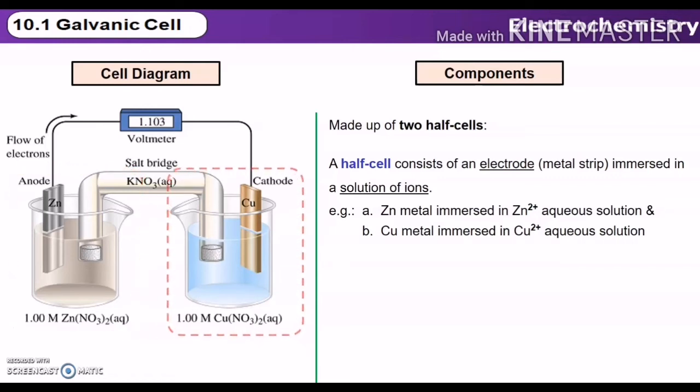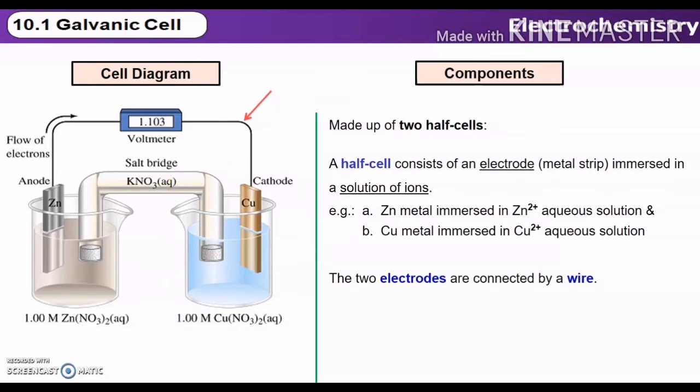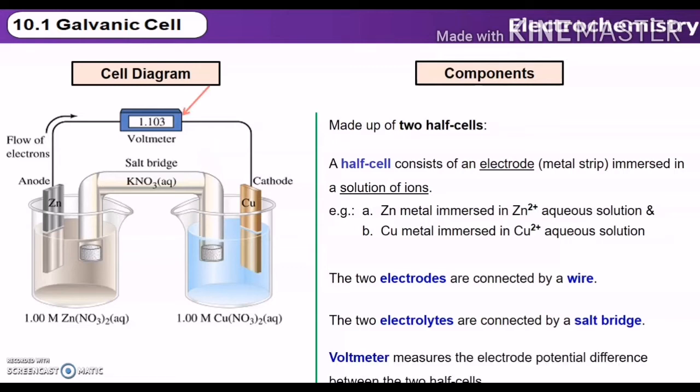On the right hand side, this is another half cell. The copper metal strip is immersed in copper nitrate aqueous solution. When these two electrodes, zinc electrode and copper electrode, are connected by a wire, and the two electrolytes, zinc nitrate and copper nitrate, are connected by a salt bridge, it will form a galvanic cell. And the voltmeter will measure the electrode potential difference between the two half cells.